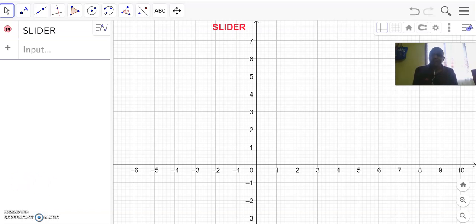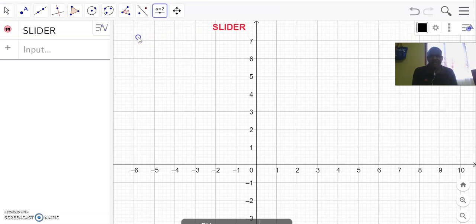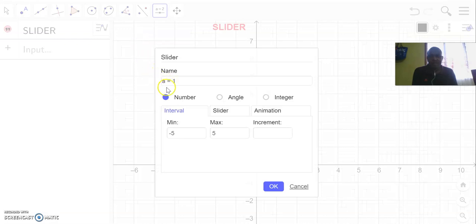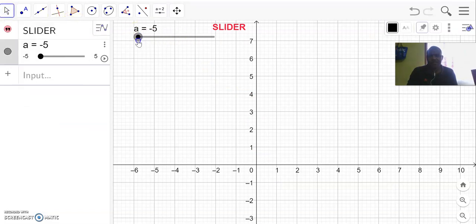Step number one is that we have to create sliders. Slider is found here. Create the three sliders. The first slider here, I'm going to call it A, and it is a number. Then -5 to 5 is okay to me, and give it an increment of 1, so it will be increasing by 1. When you get the slider, it moves from the -5 that you've picked to 5.